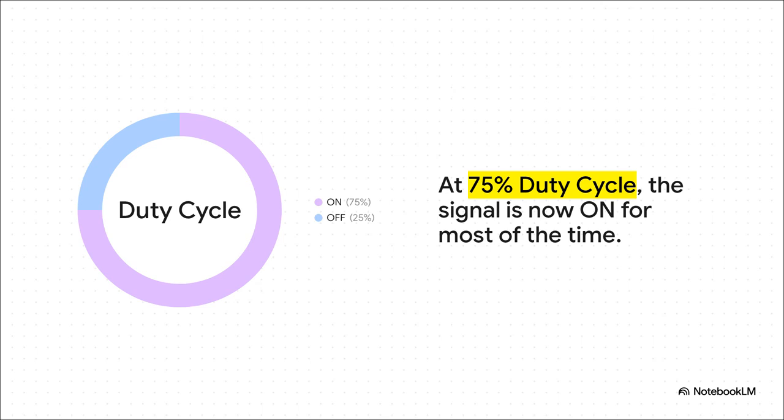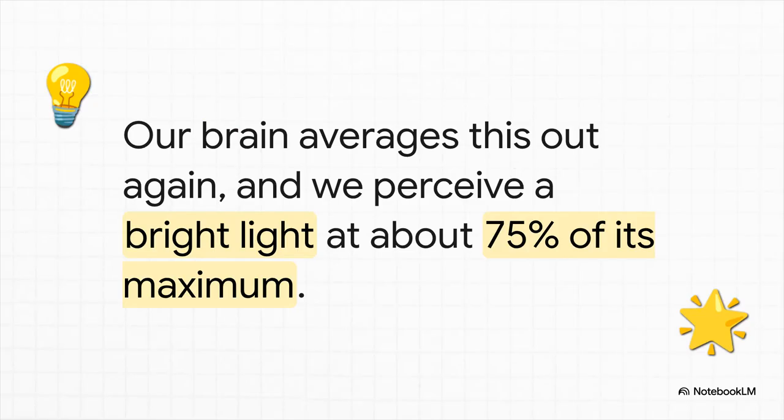The signal is on for most of the time, 3/4 of the cycle, and it's only off for a tiny, tiny moment. And the result? Our perception smooths it all out again, and we see a nice, bright light shining at about 75% of its maximum potential. So there you have it. We've just created 3 totally distinct brightness levels using nothing but a simple on-off signal and some clever timing.